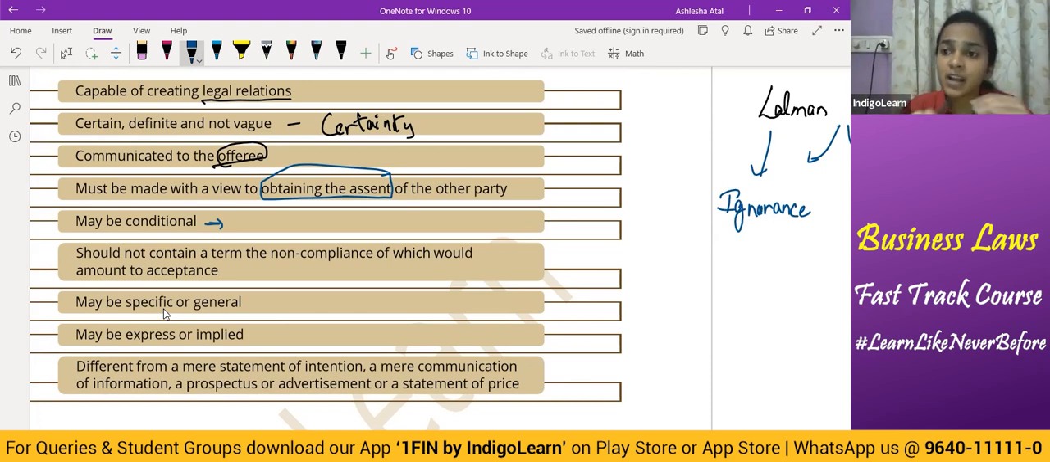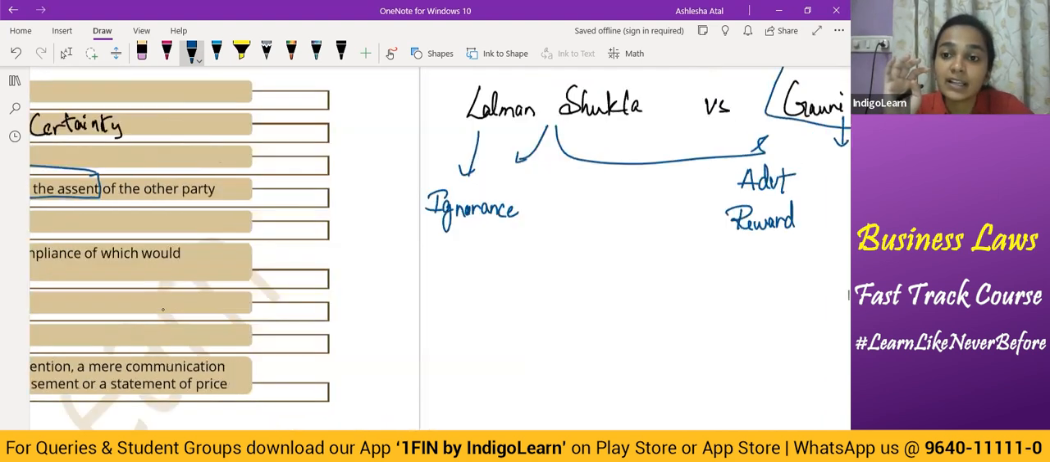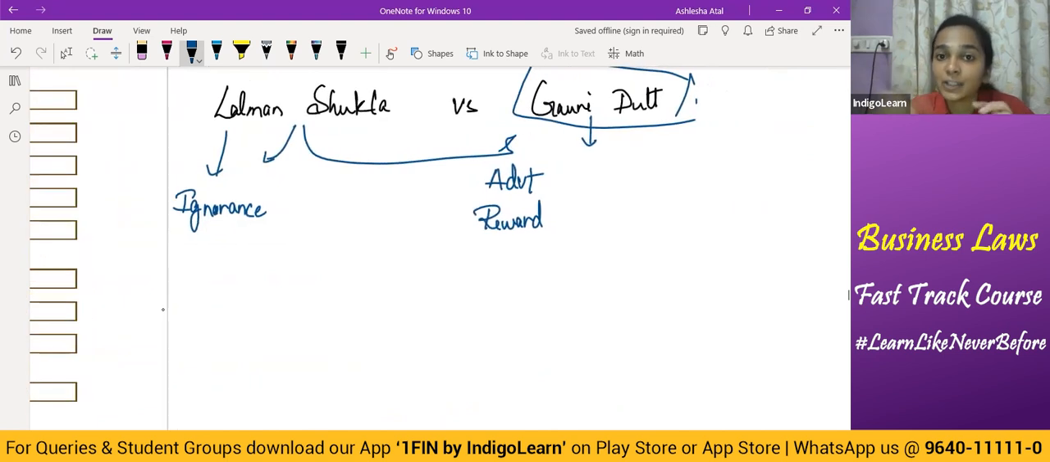So there may be some conditions put in the offer. However, an offer should not contain any term the non-compliance of which would amount to acceptance. Say, for example, I make an offer to you and I tell you that if you do not communicate to me within 1 week, I will assume the offer to be accepted. Do you think this is fair on my part to assume the offer to be accepted without any communication from your side?